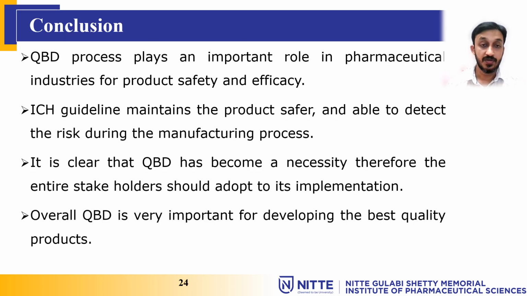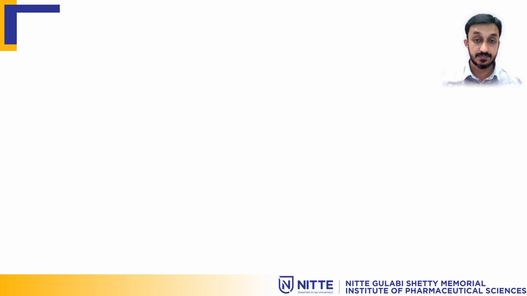So in conclusion, the QbD process plays an important role in pharmaceutical industries for product safety and efficacy. ICH guideline maintains the product safer and is able to detect the risk during the manufacturing process, and it is clear that QbD has become a necessity. Therefore, the entire stakeholders support its implementation. Overall, QbD is very important for developing the best pharmaceutical products of quality.